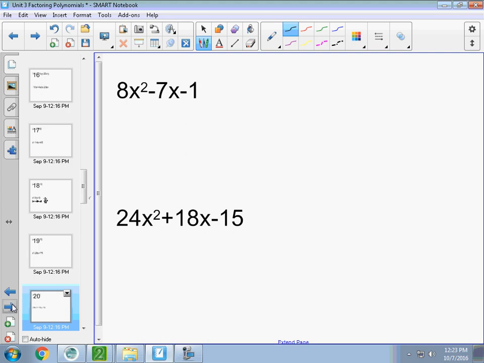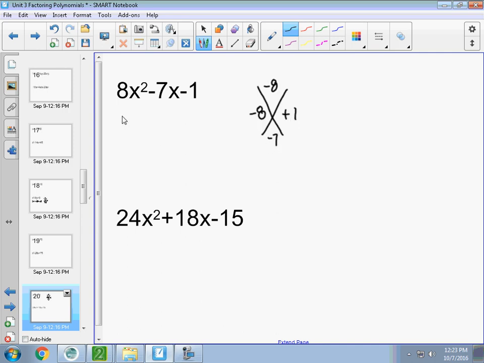These are more basic trinomials. Here's another advanced. So I'm trying to multiply to get negative 8, add to get negative 7. That would mean I would have to multiply negative 8 and positive 1 to add together to get negative 7.